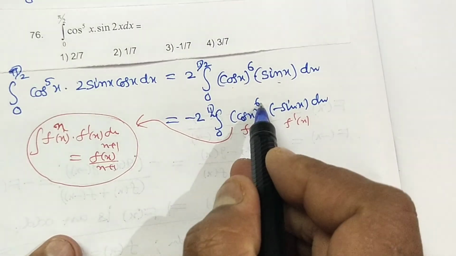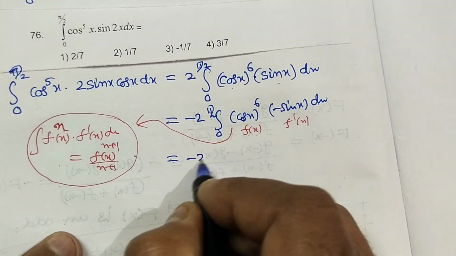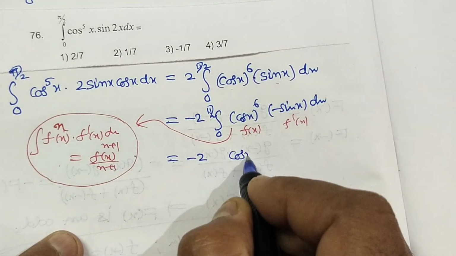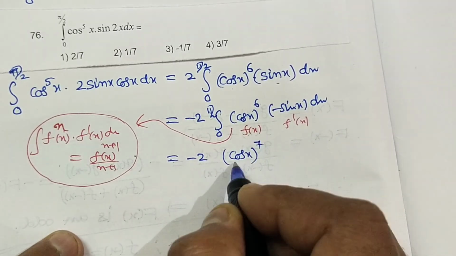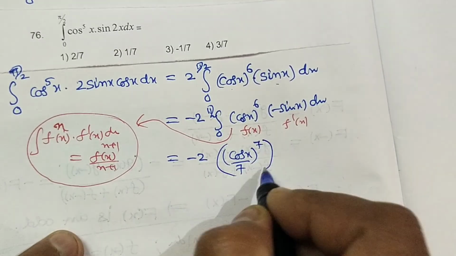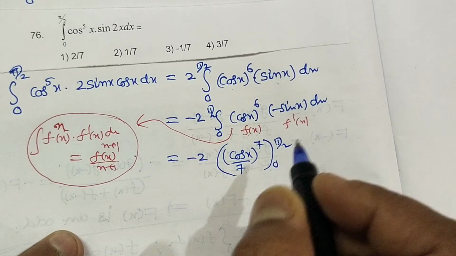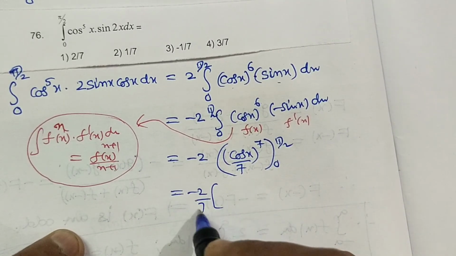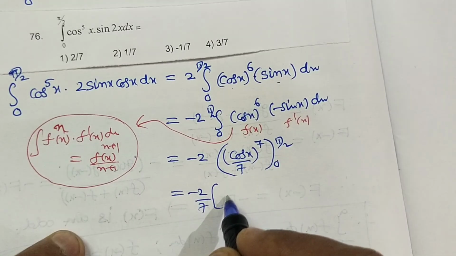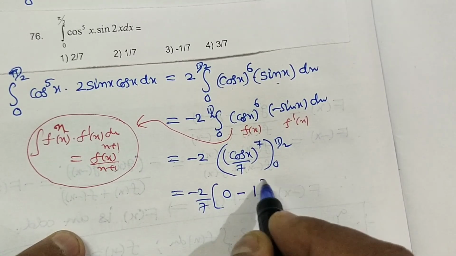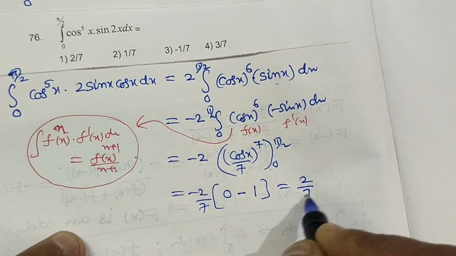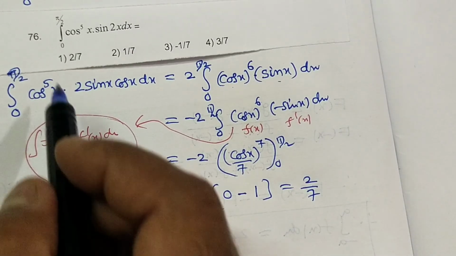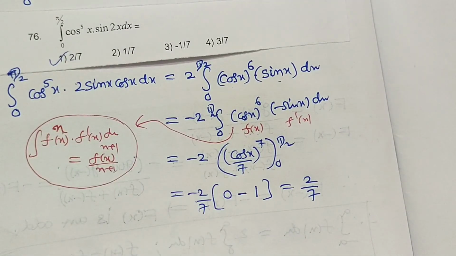So where n is equal to what here? 6. Minus 2 into cos x power 6 plus 1, 7, divided by 7, applying the limits 0 to pi by 2. So minus 2 by 7, constant you can take out, cos pi by 2 is 0, minus cos 0 is 1, so minus into minus will be plus 2 by 7, which is there in the first option.